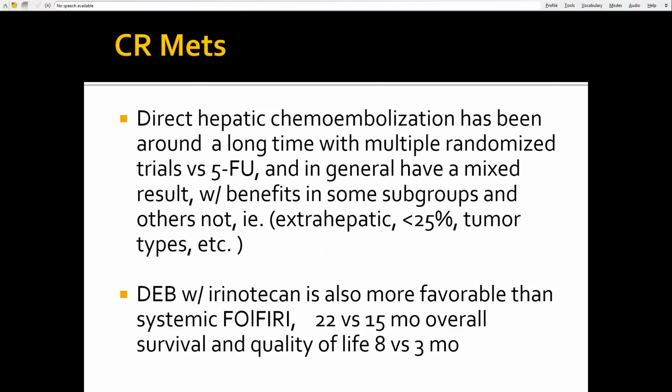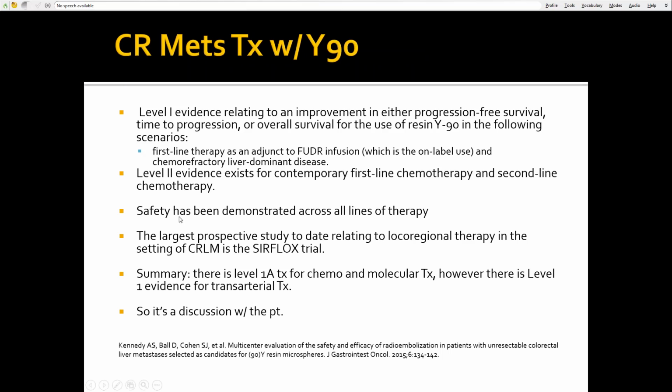Since none of you are going to remember these details of the overall results, there is some level 1 evidence out there for treating colorectal mets with Y90 in certain scenarios. Level 2 evidence is out there as well, and it has a fairly good safety profile. In general, there's level 1A evidence for chemomolecular treatment as well as transarterial therapy. So you get to have a discussion with the patient as to what they would like to go through.